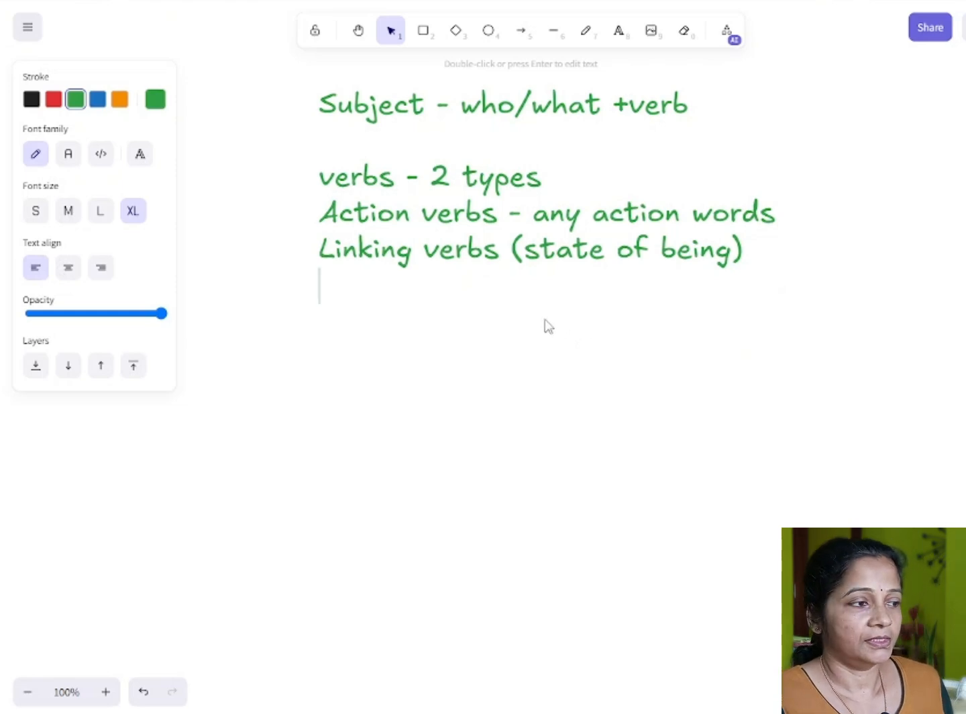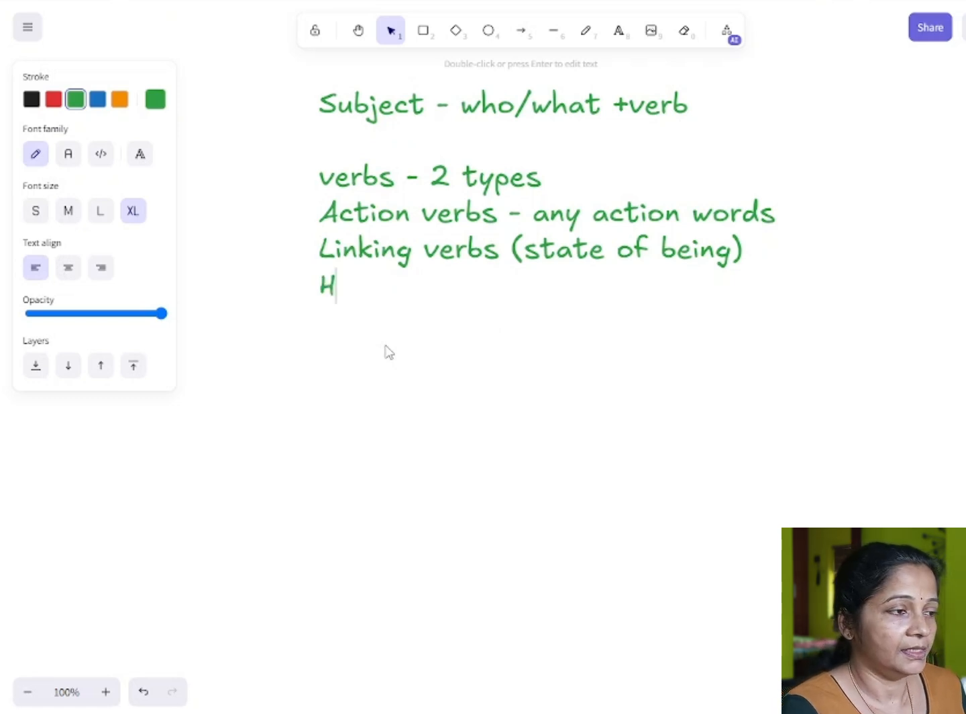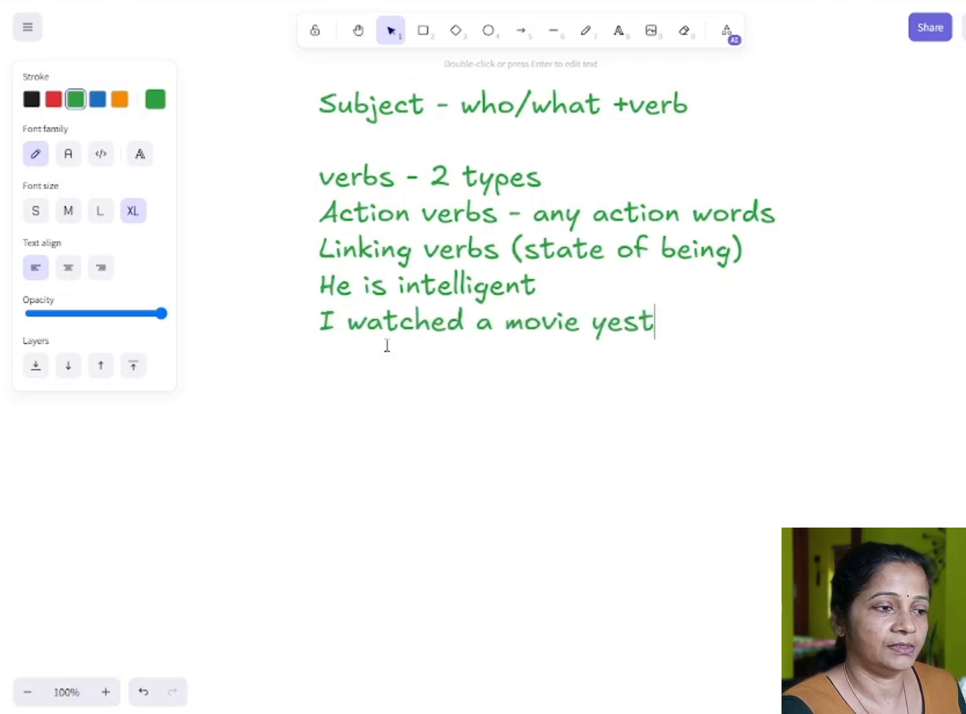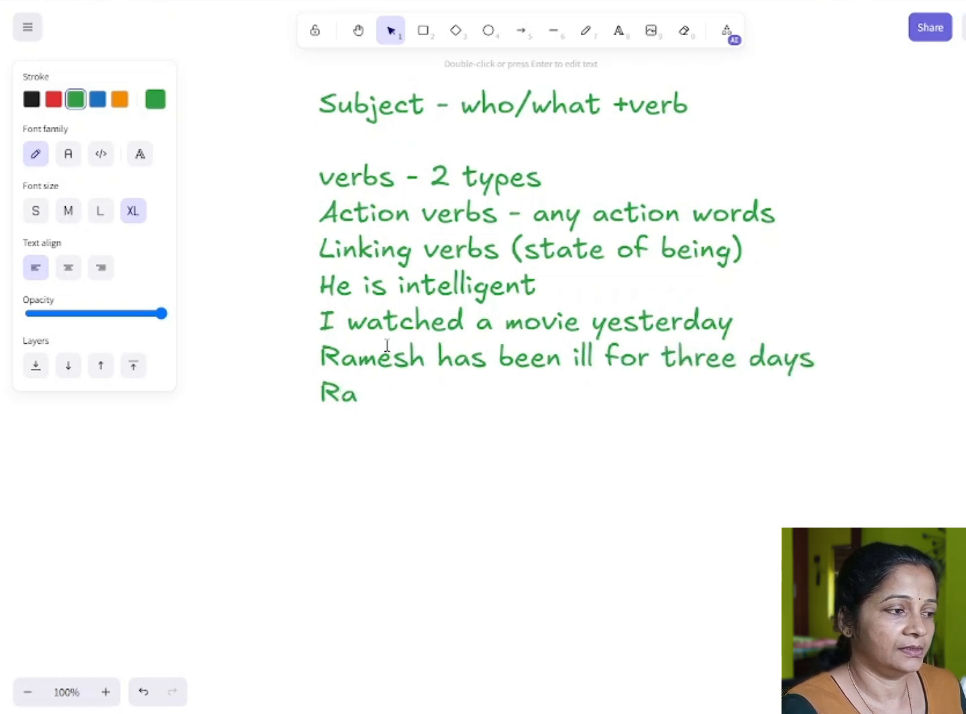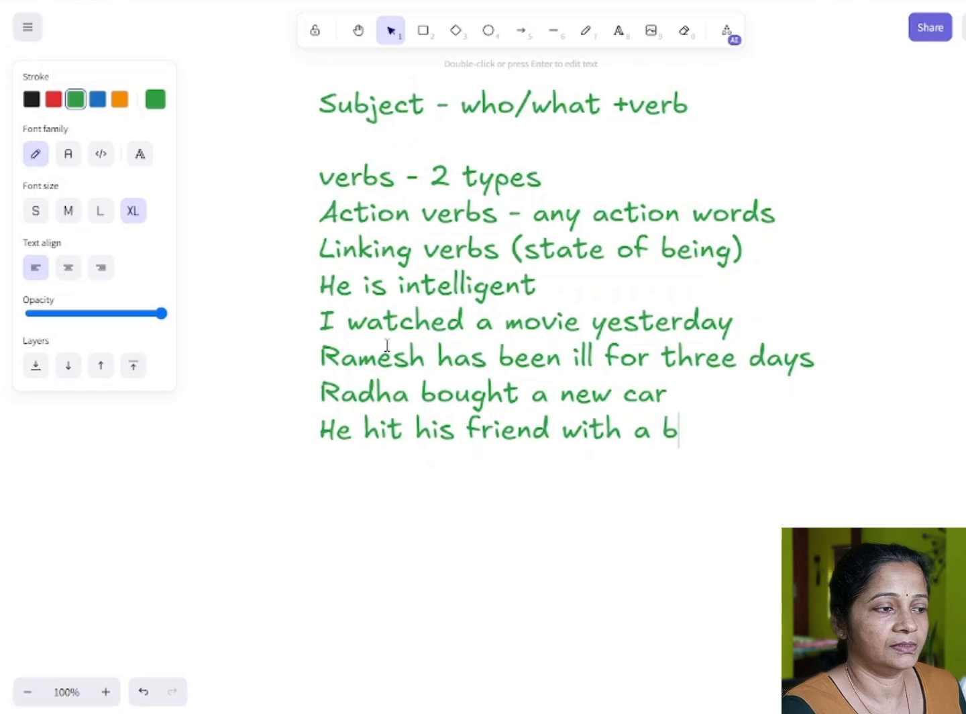Now let's identify the verbs. What type of verbs are there? He is intelligent. I watched a movie yesterday. Ramesh has been ill for 3 days. Radha bought a new car. He hit his friend with a bat. Now we have 5 sentences.